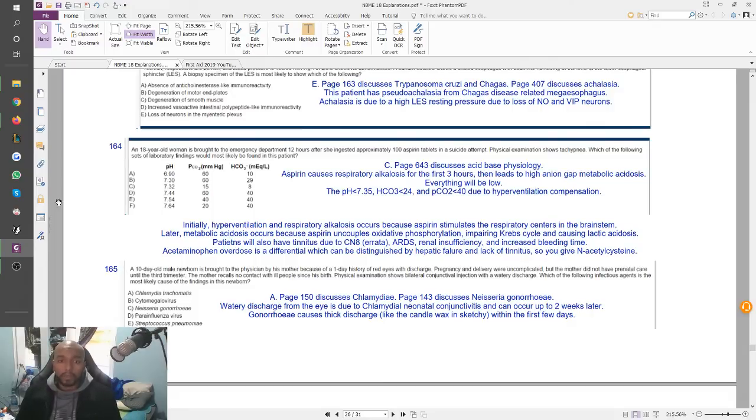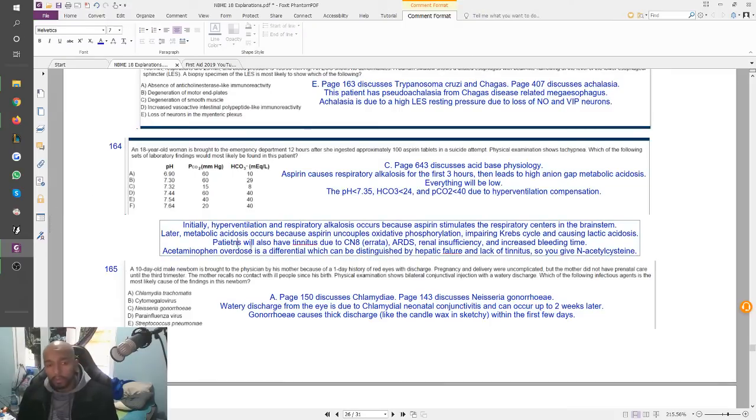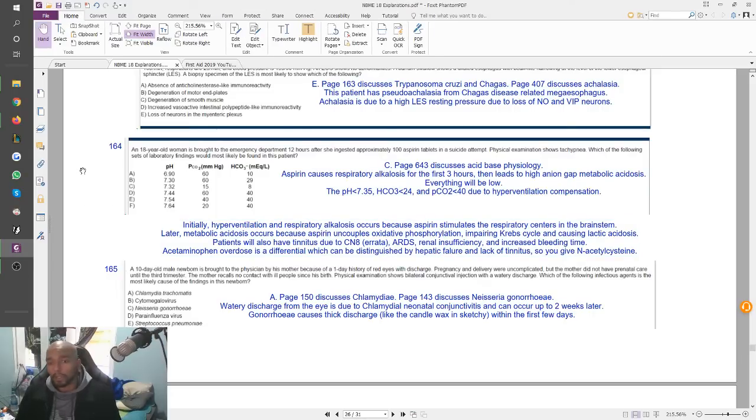Acute respiratory distress syndrome, renal insufficiency, and increased bleeding time. Okay, so those are all the things you see. Remember that for patients who've been taking aspirin, you have to wait at least 2 weeks for their new platelets to be made. Acetaminophen overdose is a differential, which can be distinguished by hepatic failure and lack of tinnitus. And in acetaminophen overdose, you just give N-acetylcysteine. So let's take a look at this. The answer choice was just C, where everything is low.